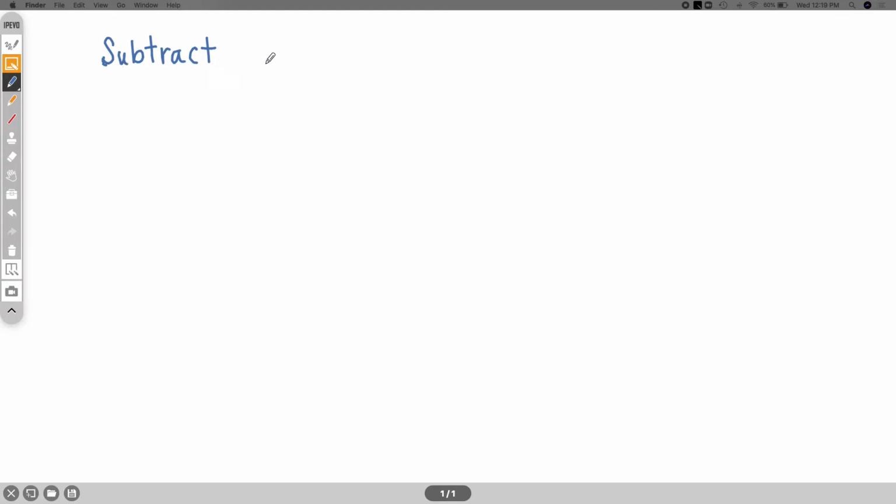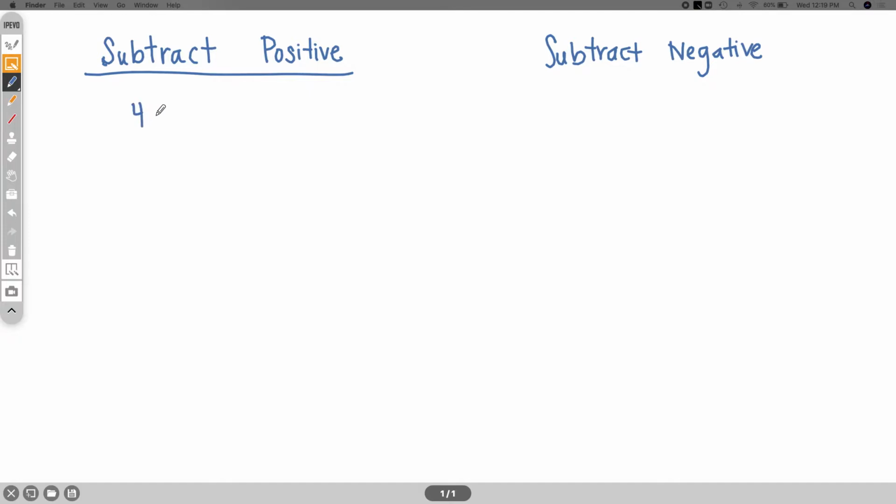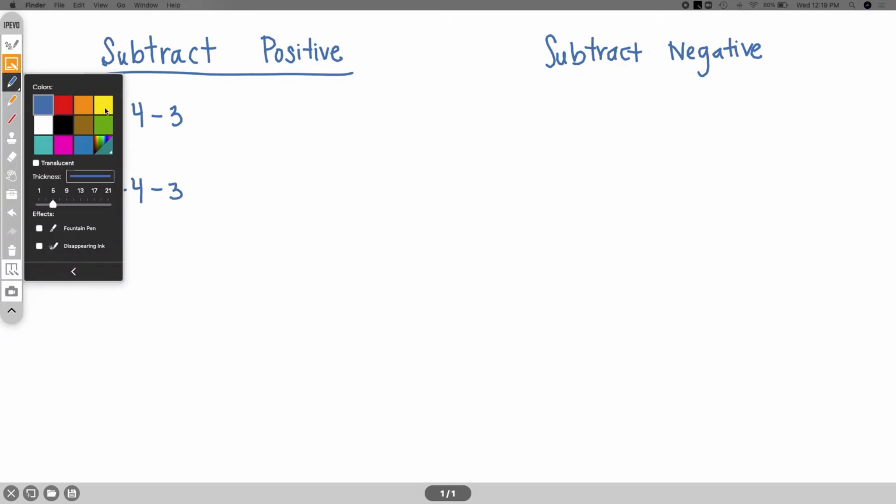So there's two cases though with subtracting integers. You could subtract a positive integer or you could subtract a negative integer. And with subtracting a positive integer, what that would look like would, for example, be 4 minus 3, or we could have a negative 4 minus 3, right?